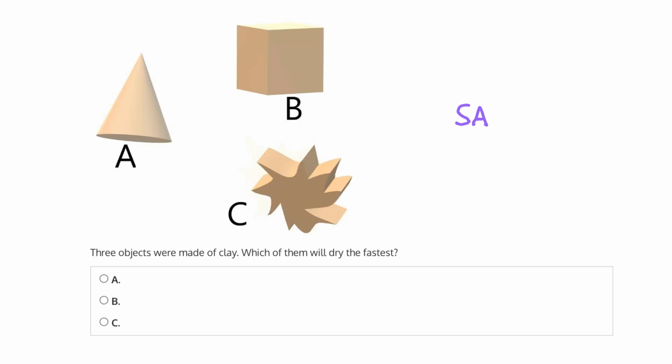So without calculating anything, just by virtue of seeing these irregularities and understanding the consequences on surface area, we can determine that C will dry the fastest because it will have the fastest rate of evaporation as a consequence of having the largest surface area.